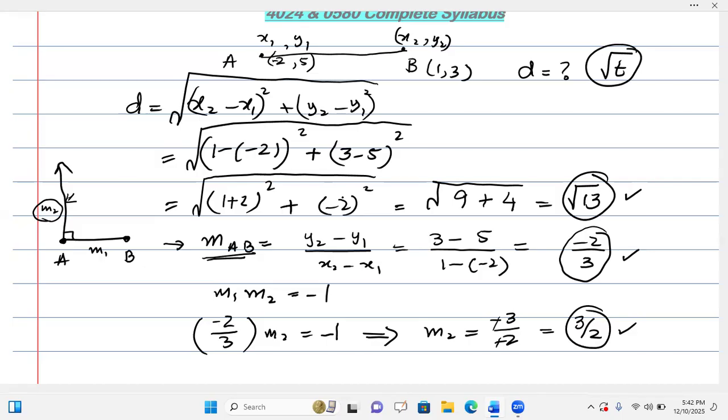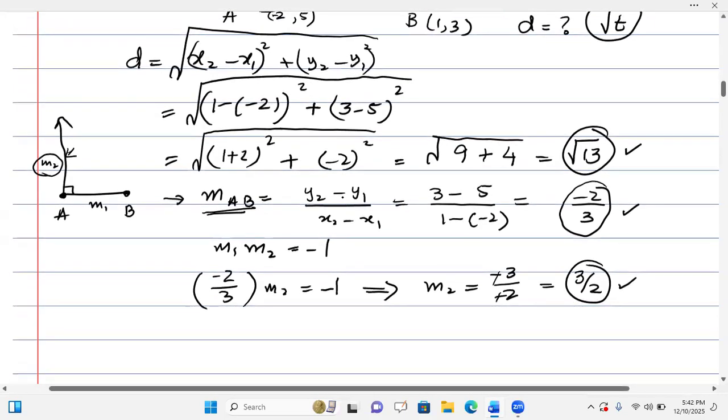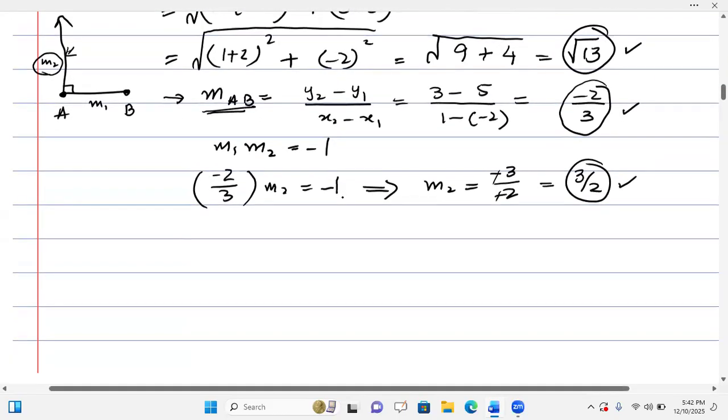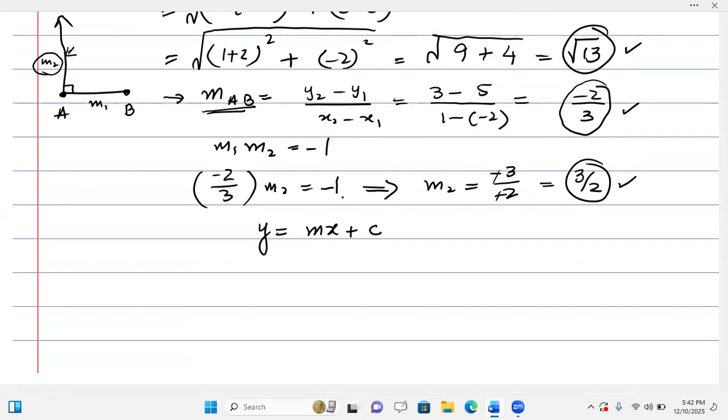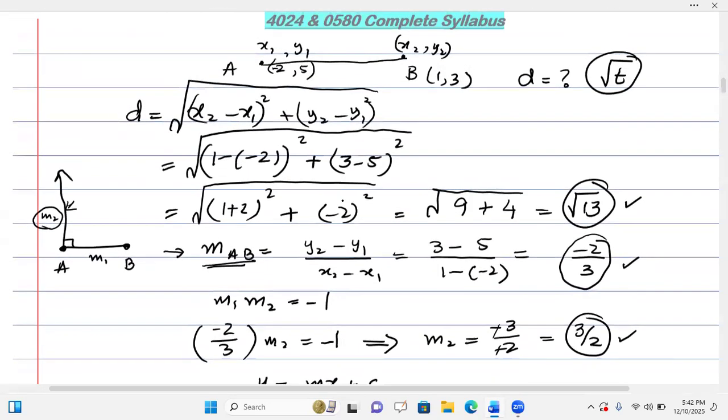After that, the line equation which is used, I told you, is y equals mx plus c. And he said the line is passing through point A, and A has the vertices -2 and 5.